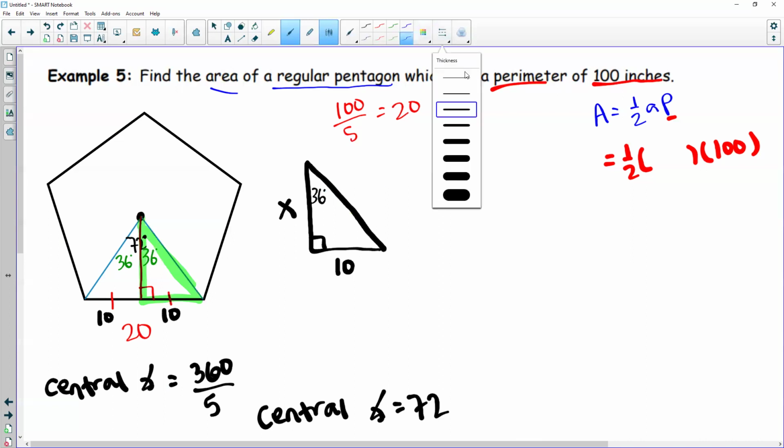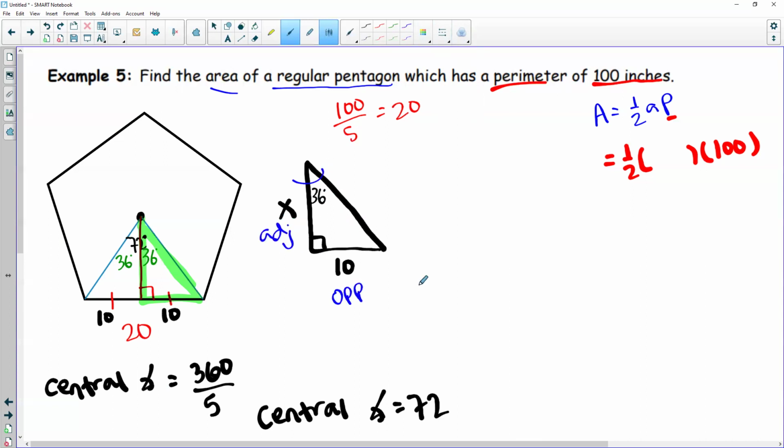We're going to use trig to help us out here because I can't do special right triangles. It's not a 30, 60, 90 or a 45, 45, 90. I can't do Pythagorean theorem because I only know one side. So trig is our only option. If I'm doing trig, this is our opposite. This is our adjacent, telling us that we are working with TOA, which is tangent. So tangent of 36 is equal to, well, opposite over adjacent is 10 over x.